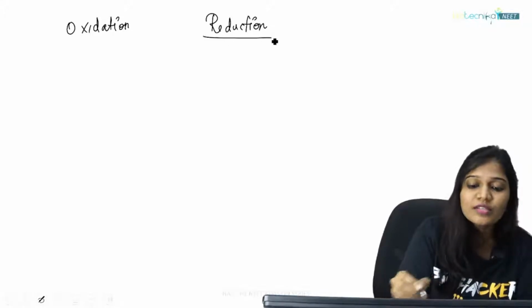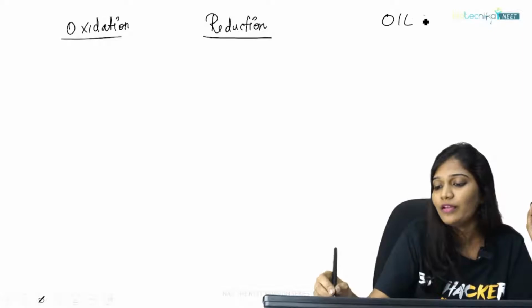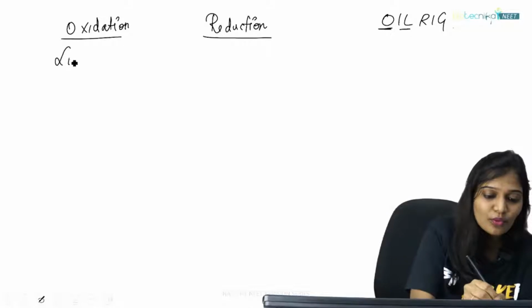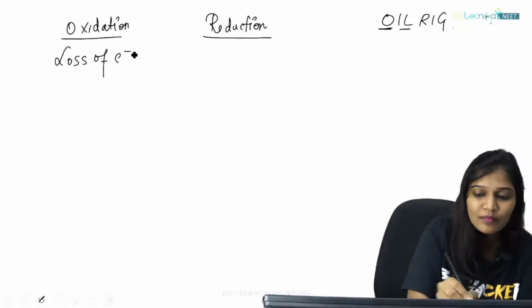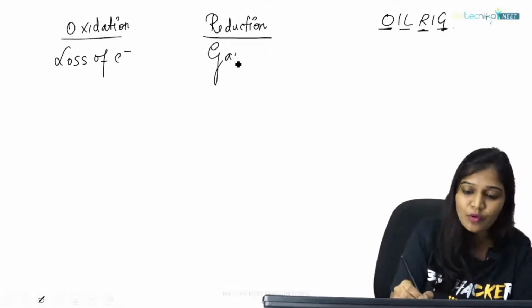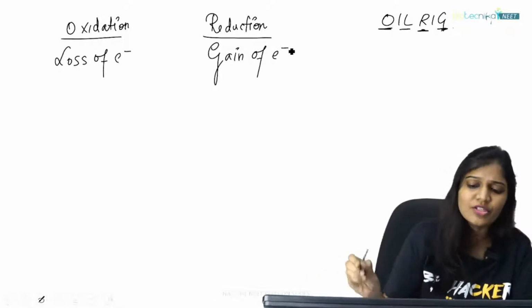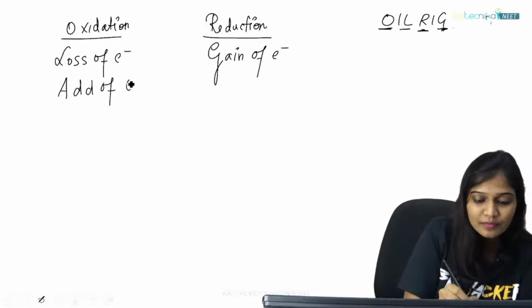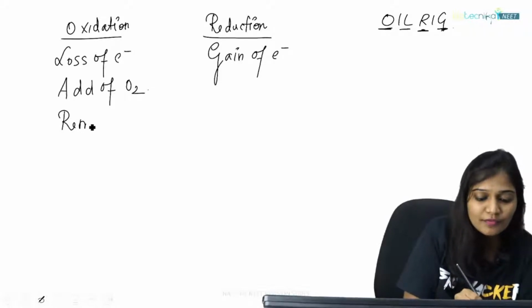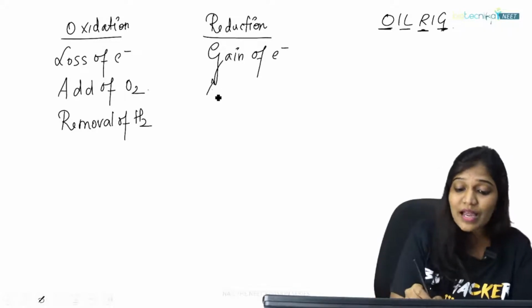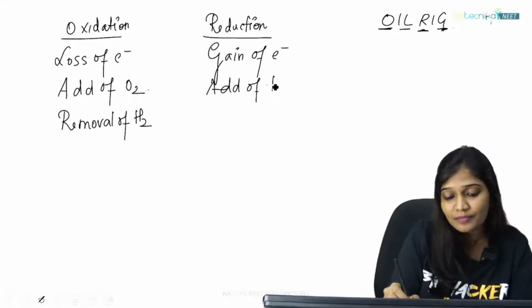Okay, listen. For oxidation, please remember OIL RIG. Oxidation means loss of electron. Very simple. Reduction means gain of electron. This is electronic terminology. Or else we can say oxidation is addition of oxygen, or removal of hydrogen. And reduction means addition of hydrogen and removal of oxygen.